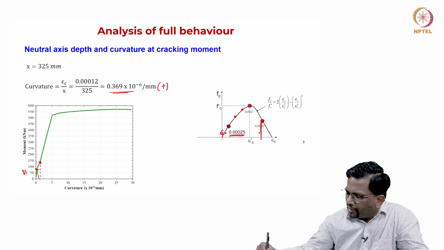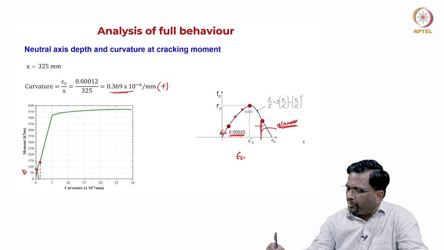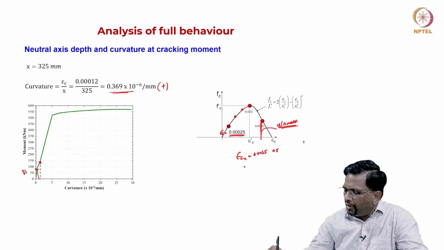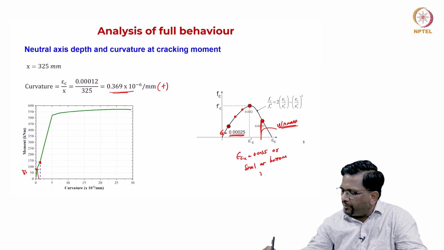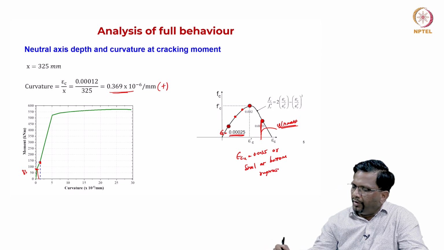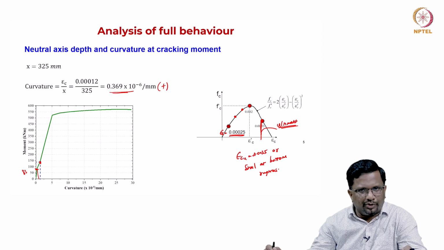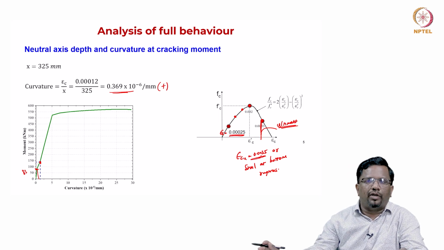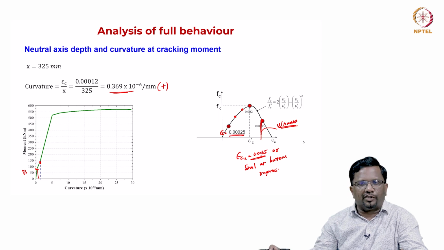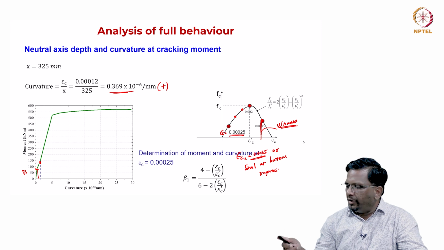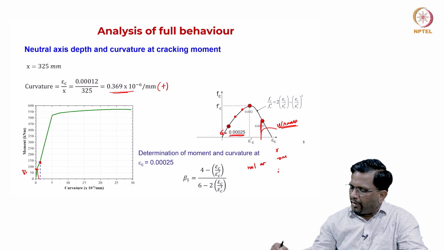Now, this is my ultimate condition. Usually the ultimate condition is when epsilon c at the top reaches 0.0035 or the steel at the bottom is going to rupture. Either one of them. But in most cases we want to make sure that the steel is not going to rupture, it is just going to yield, and before that the concrete will fail. If the steel at the bottom is rupturing, that means you have provided very little steel, which is also not good.